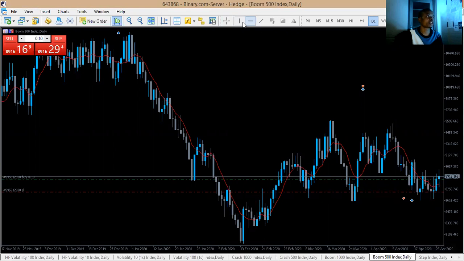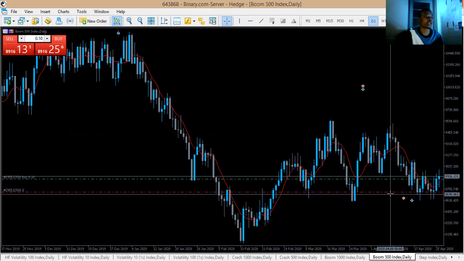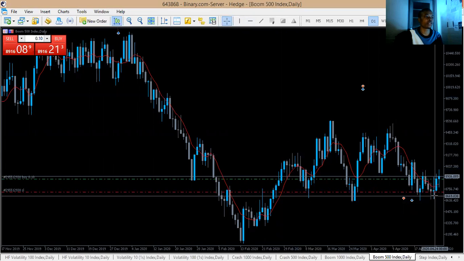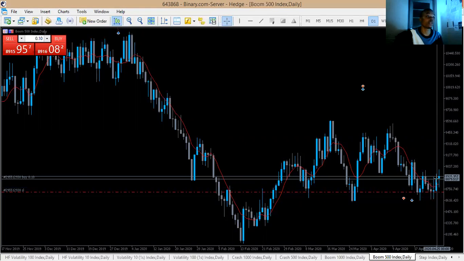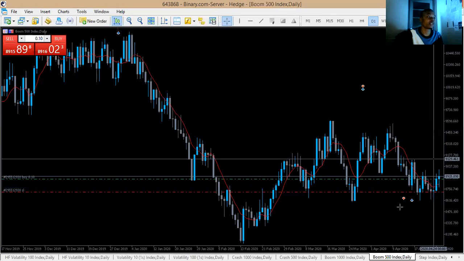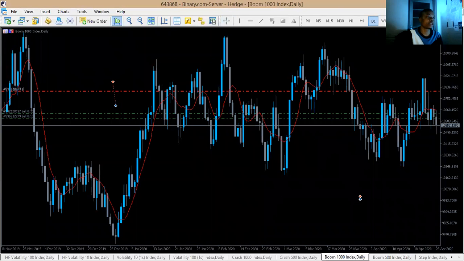Boom 500. I've got a long position as well. I didn't check it the day before yesterday on Saturday because it was a Sabbath day. So I didn't take that trade, but I took it the following day. So it's moving up nicely according to our strategy. Then we move on to the Boom 1000.